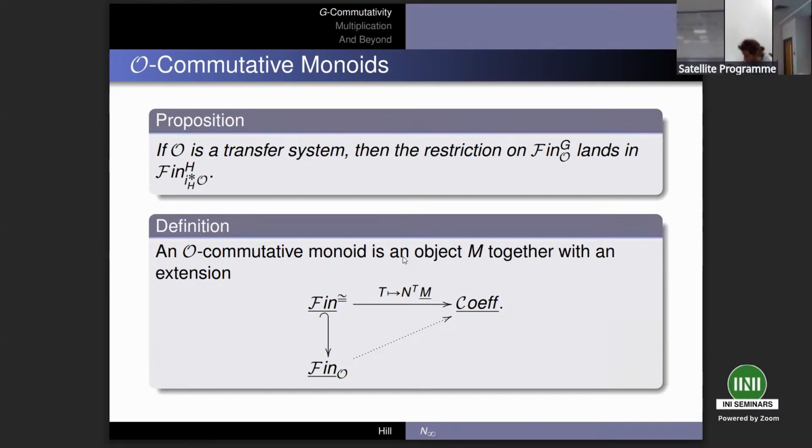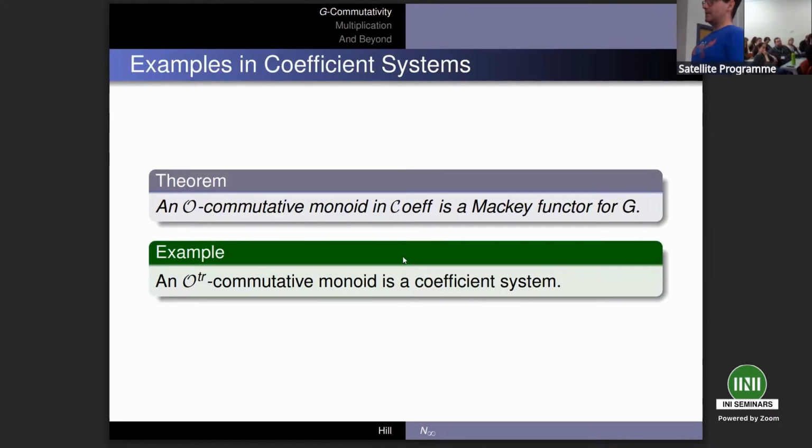And so that is what I mean here: the value at G mod H is just fin H. And now an O commutative monoid is basically the same thing as a G commutative monoid, but I'm not asking for all of the possible maps. I'm only asking for norm or transfer maps structured by O. So it's exactly the thing that I would hope. And the key example here is that O commutative monoids in coefficient systems are just O Mackey functors. Excuse me, I should have said O. I made a lot of typos in this one.